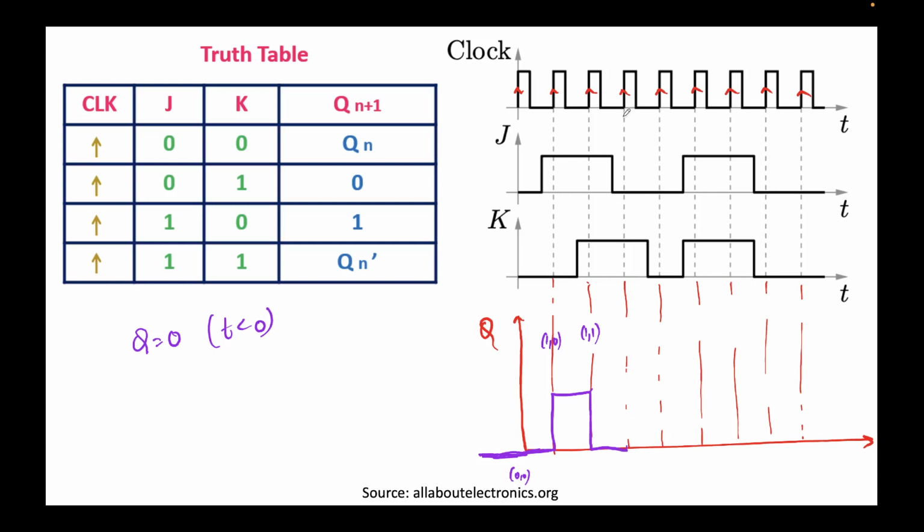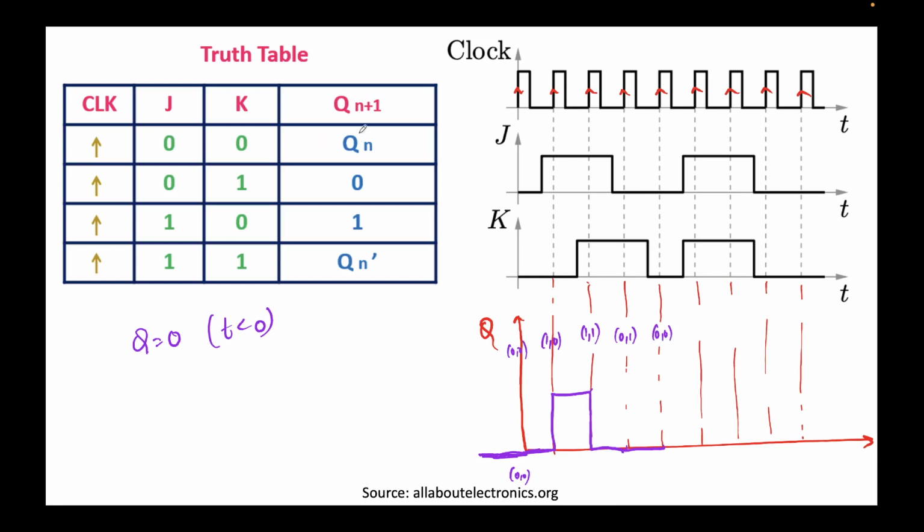At this edge it is 0 comma 1. This means it will reset. JK flip-flop will reset to 0. This means 0 remains 0. And now at this edge it's 0 0. Here also it was 0 0.